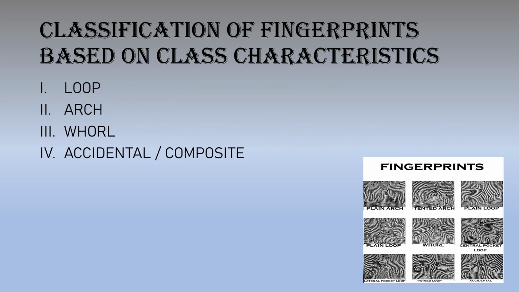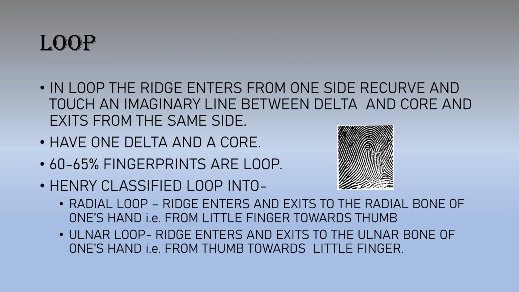Classification of fingerprints based on the class characteristics. We can classify fingerprints into four basic classes: the loop, the arc, the whorl, and the accidental or the composite one. The first kind of fingerprint is the loop. In a loop, the ridge enters from one side, recurves, and touches an imaginary line between the delta and the core, and then exits from the same side only. In a loop, there is only one delta and one core.